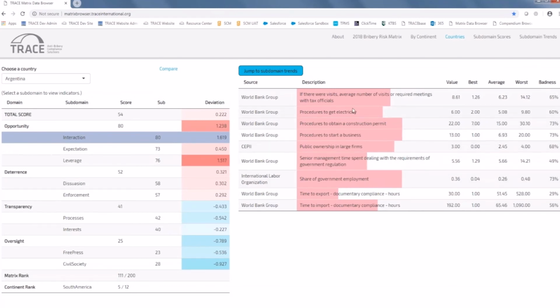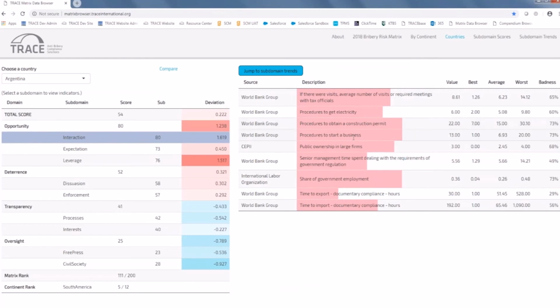Now this gives you a nice visual sense of where the problem is. And we can see, well, there are problems all around, though they seem to have less problem with export, the time it takes to deal with documentary compliance in the export context. They seem to be more or less average, even just slightly on the good side when it comes to senior management dealing with government regulation.